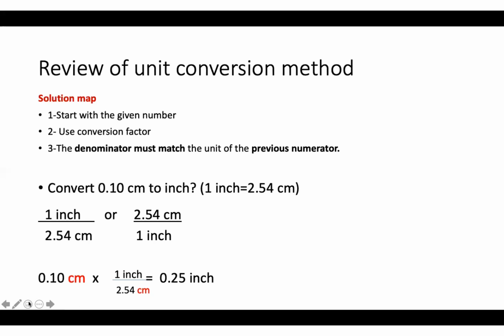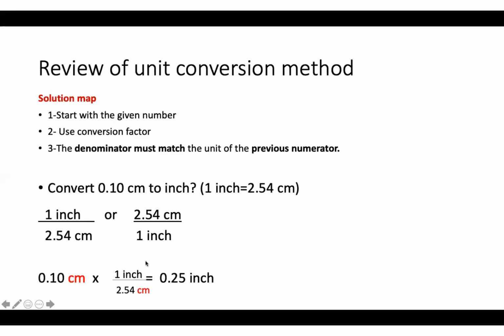We should always make sure to start with a given number, as the solution map says, and we should make sure how to use the conversion factor. Whatever conversion factor we are given, we should write it in a way that lets us use it in our calculations. So I can write it this way, the left or the right one. Between these two, I should use the left one here, because the unit in its denominator, which is centimeter, matches the unit in the previous numerator, which is our given number.